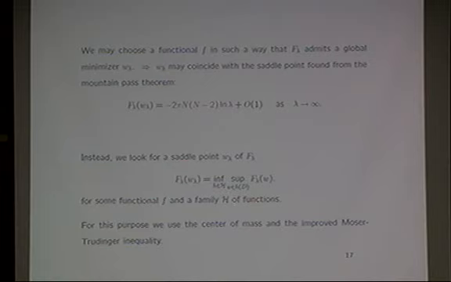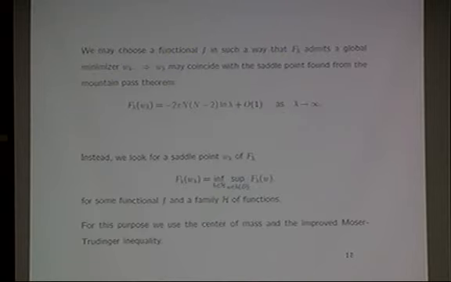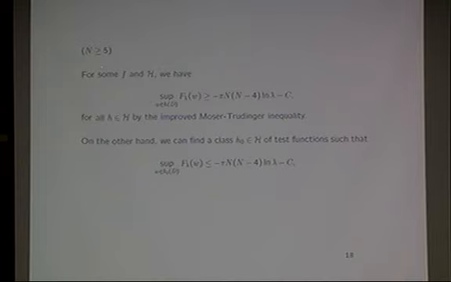For this purpose, we will use the compactness of the Moser-Schrödinger functional. So we adopt the notion of the center of mass and improve the Moser-Schrödinger inequality. Let me treat this case only, and the other case is very similar. So in this case, we can choose some functional f and the family of functions.